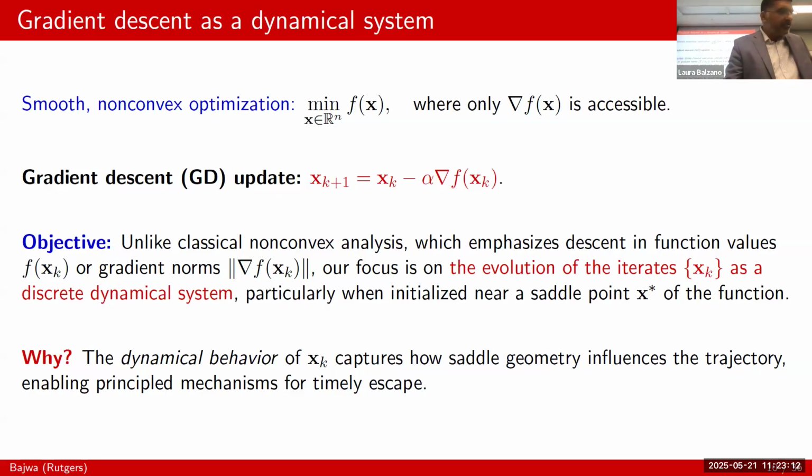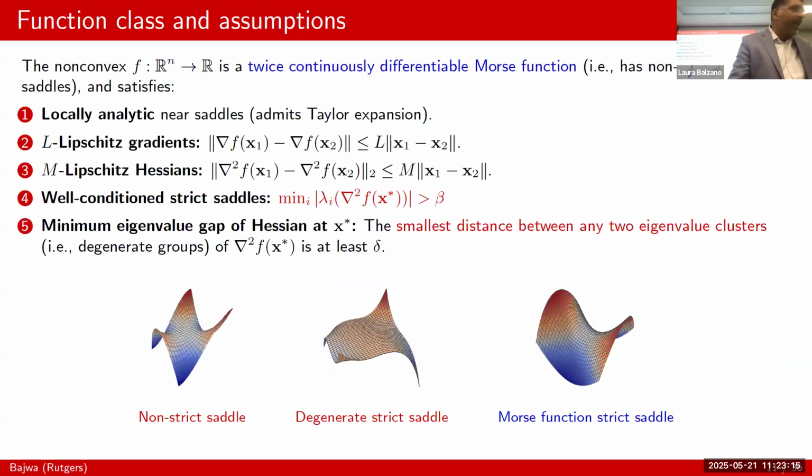So let's formally look at the assumptions that we are making. The problem we are going to ask is for the case of a Morse function. A Morse function fundamentally is one that only has what's called strict saddle points. Saddles come in different shapes, right? You have this, which is called the monkey saddle, which is a non-strict saddle. A non-strict saddle is one where the Hessian of the function does not have negative curvature. It doesn't have a negative eigenvalue. So that's the non-strict saddle.